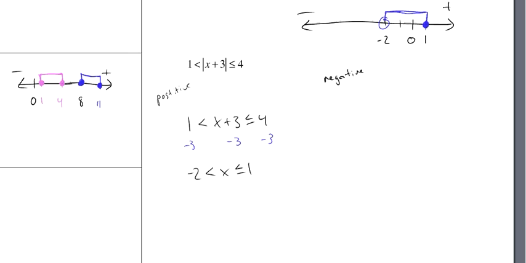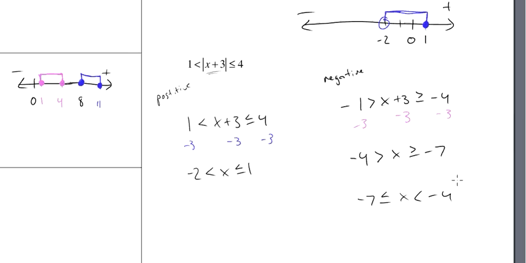Now on our second one, what if x plus 3 is actually a negative value? So then negative 1 is greater than x plus 3, which is greater than or equal to negative 4. Work our way through, subtract 3 from all three parts, and we have negative 4 is greater than x, which is greater than or equal to negative 7. Again, you don't need to rewrite it, but in case that's easier for you, then negative 7 is less than or equal to x, which is less than negative 4.